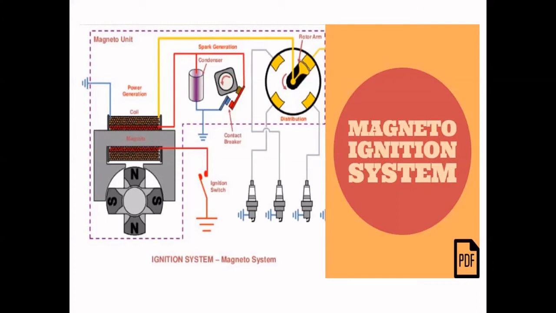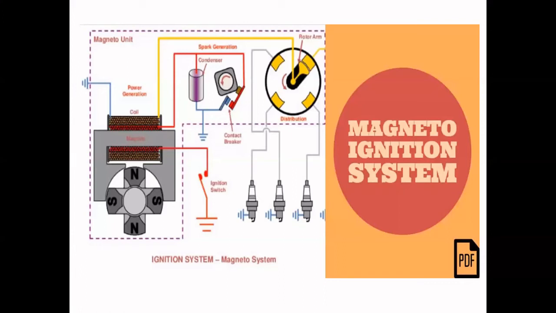One end of the magneto is grounded. And the contact breaker, I will come to this again, is regulated by the cam. The contact breaker is operated with the help of a cam.